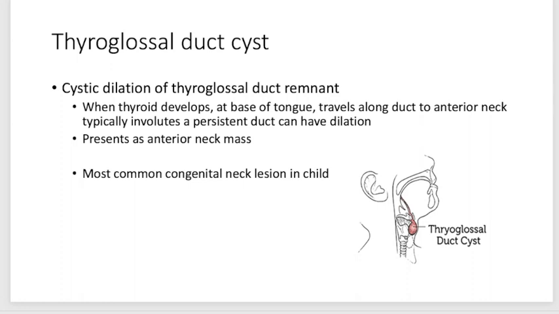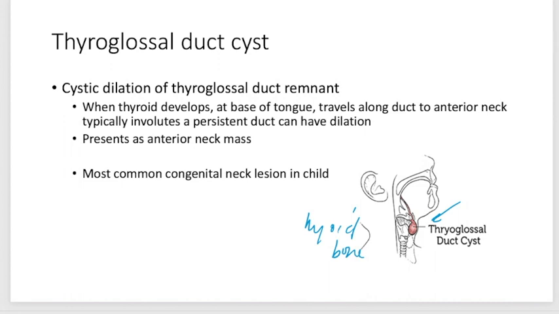This is a cystic dilation of thyroglossal duct remnant, and it is the most common congenital neck lesion in children. They are cysts of the epithelial remnants of the thyroglossal tract and present characteristically as a midline neck mass at the level of the thyrohyoid membrane. So they're closely associated with the hyoid bone.